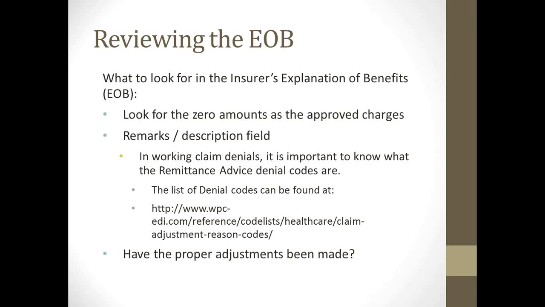First thing you want to look at when you're looking at the EOB is look for the zero amounts as the approved charges, as well as look at the remarks and description field. In working claim denials, it's important to know what the remittance advice denial codes are, and I put where the list of denial codes can be found right here for you, and this will be offered as a PDF on the MSO website for you. So if you need to go back and review the slides, this will be available. Another thing you want to have your billers do for reimbursement is making sure that the proper adjustments have been made.